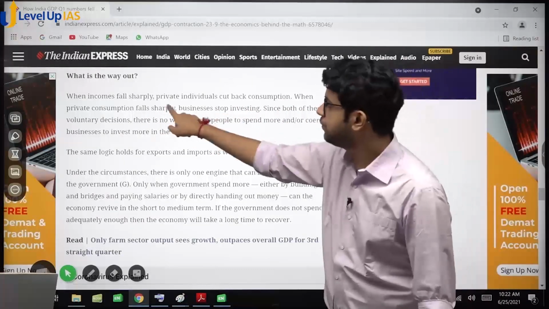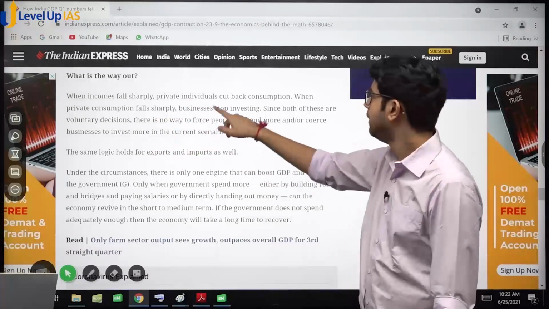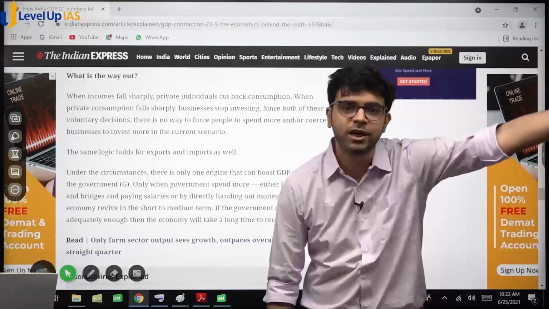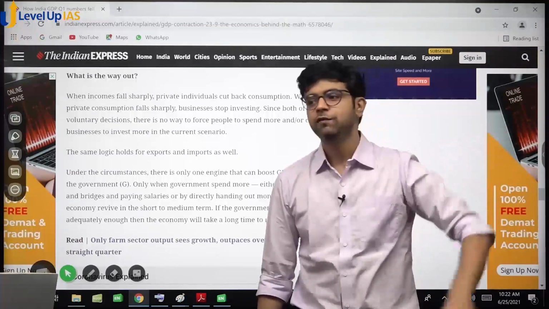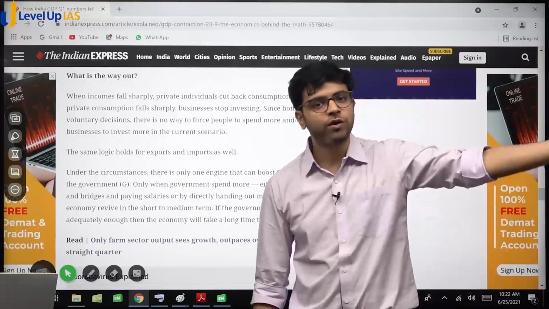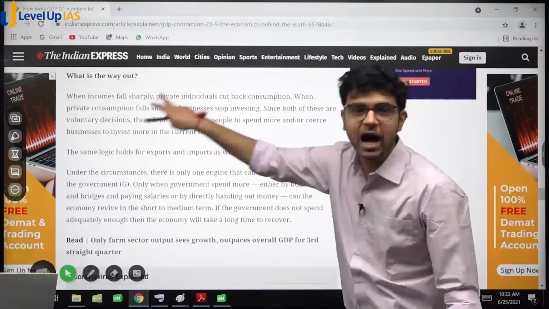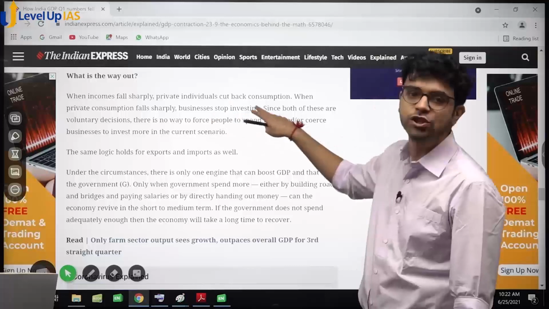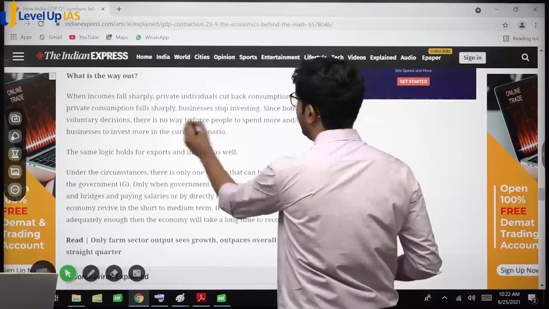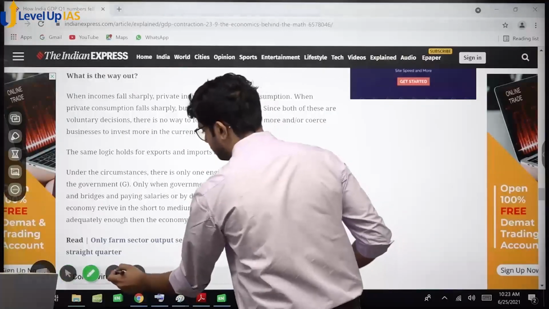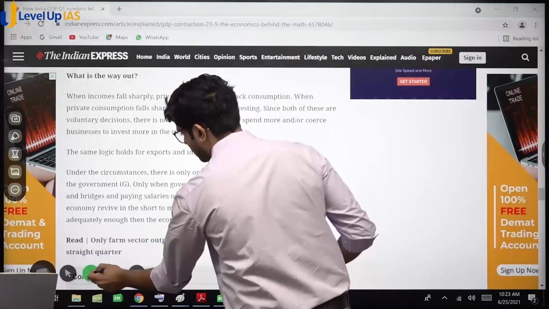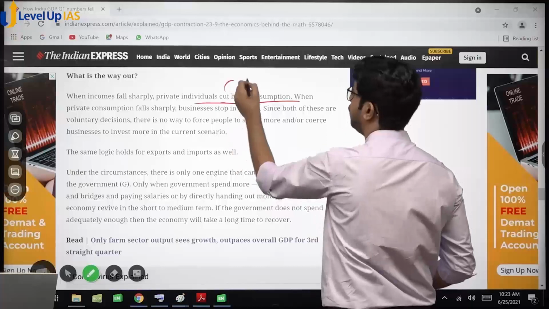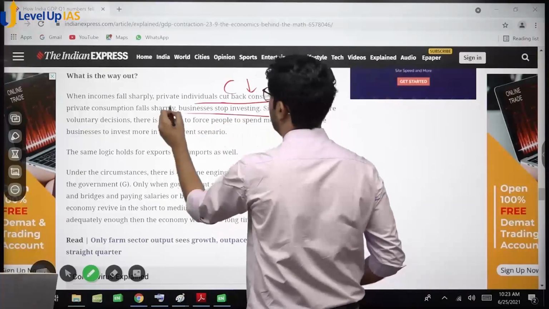When private consumption falls sharply, when C falls down, businesses stop investing, because if you are not demanding goods, why will he buy new machinery to produce your goods? If you are not demanding cake, he will not buy a new oven for that. When C falls, I also falls. Private consumption falls, businesses stop investing. So here they are saying I is also falling. C falling, I is also falling.